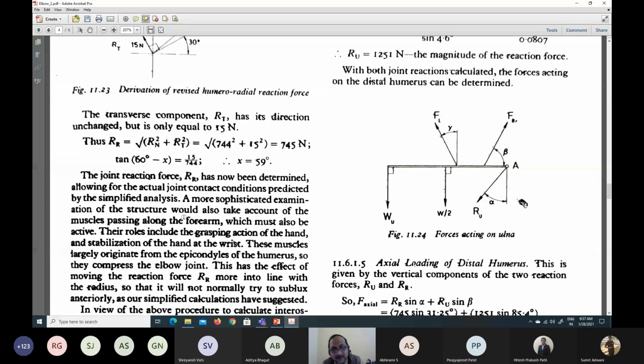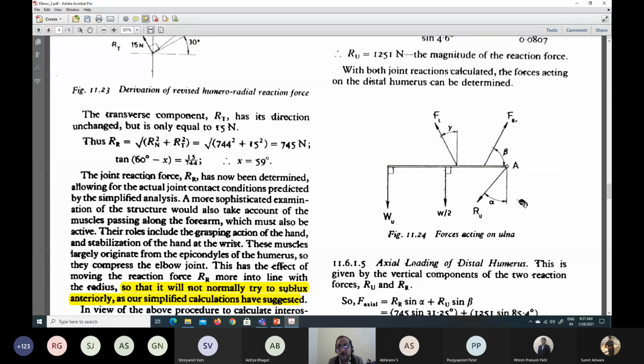So therefore, the effect of moving the RR, that is the humeroradial joint reaction force, more into the line with the radius. So basically it will compress the elbow joint, and this will actually result in moving the joint reaction force more into the line with the radius, so that it will not normally try to sublux.